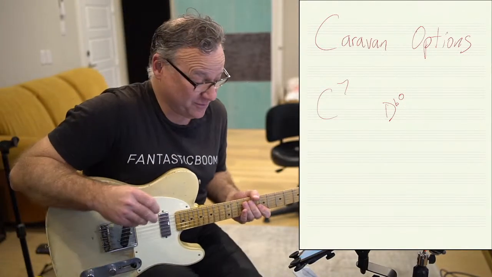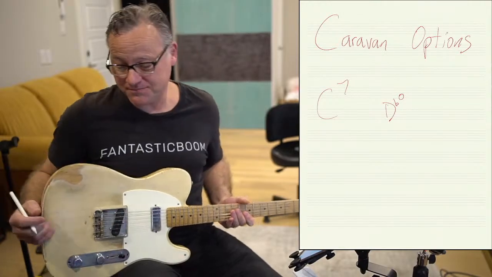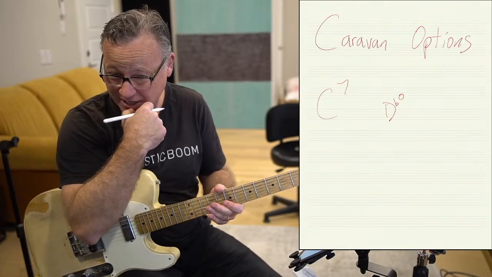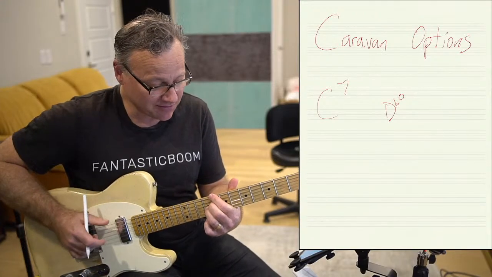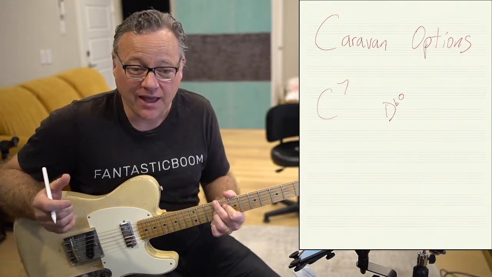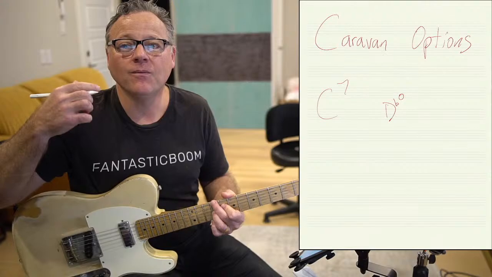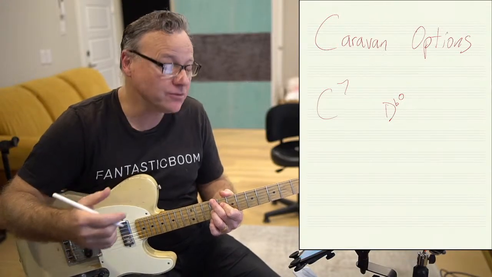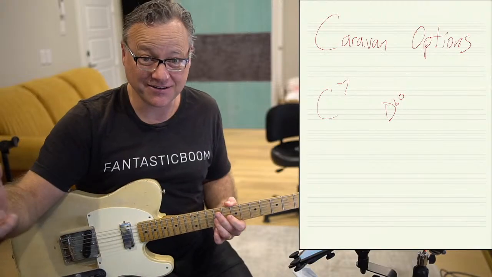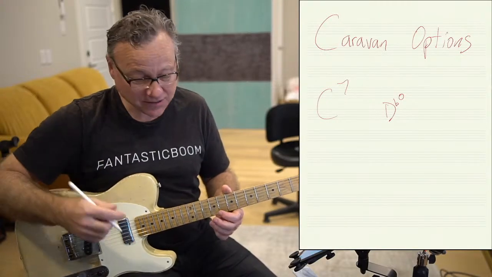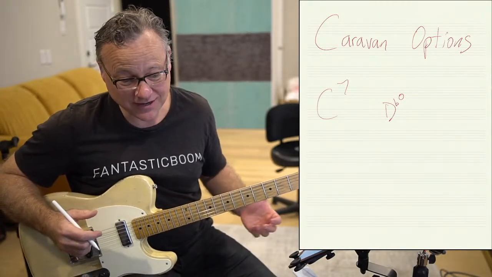Hey, I wanted to show you some cool stuff. So when it comes to a tune like Caravan, you've got 12 bars of this C7 to D flat diminished. And instead of thinking about what I'm supposed to play over it, I want you to change your mindset and think, what can I play on it? Think of it as an opportunity, especially since you've got 12 bars. You've got to do something interesting.